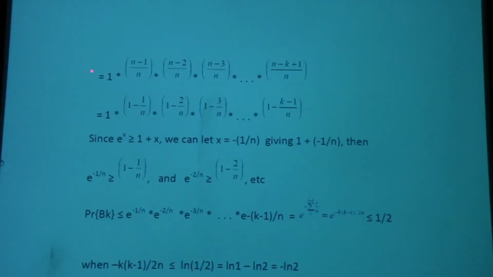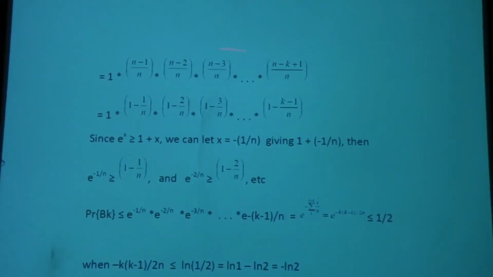K. K minus 0, so here minus 0, minus 1, minus 2, minus 3, minus k minus 1. So from 0 to k minus 1 is? K. So this is k. This is all k. So you see the probabilities? That's what we're talking about.